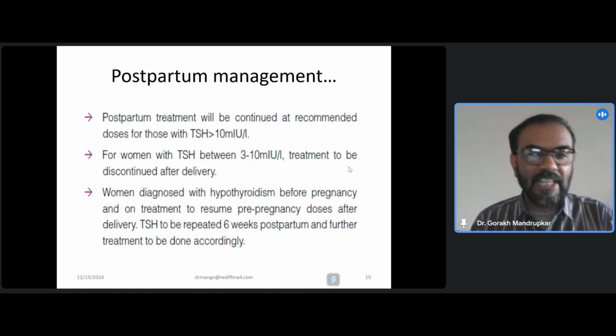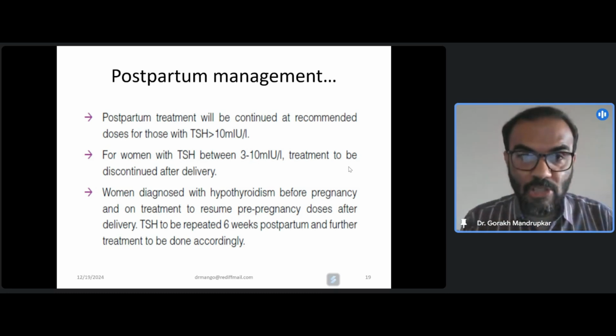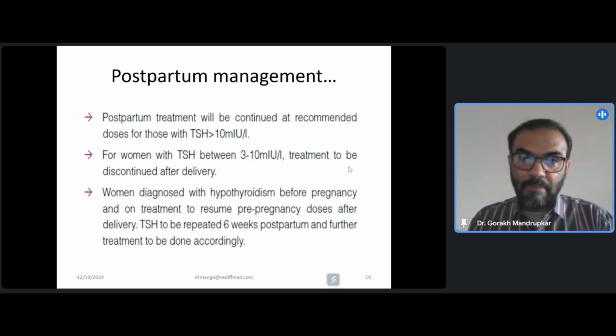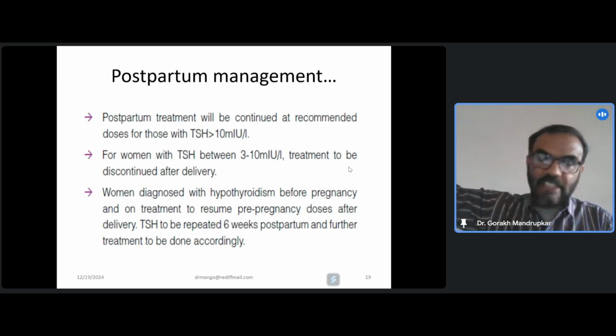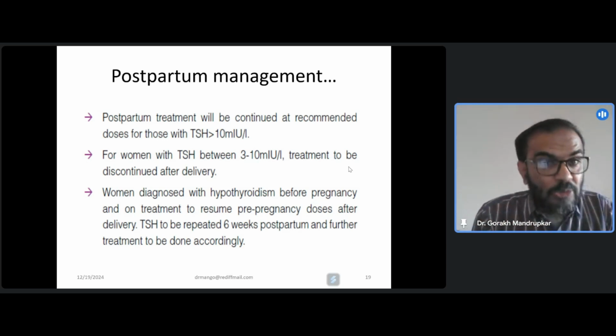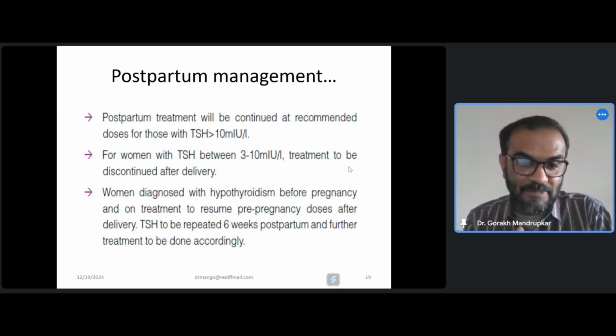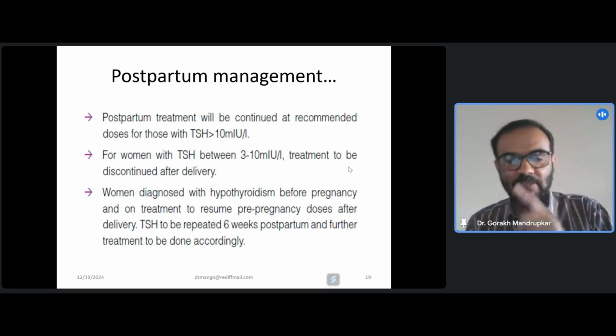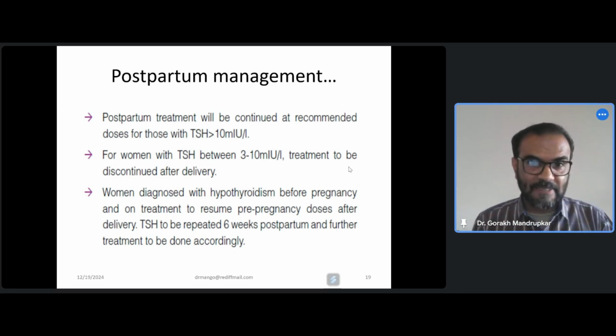Now there is a third category. A known case of hypothyroid, now become pregnant. During pregnancy, the dose was increased. As soon as after the delivery, take her to the pre-pregnancy dose and repeat TSH after 6 weeks postpartum in all cases.